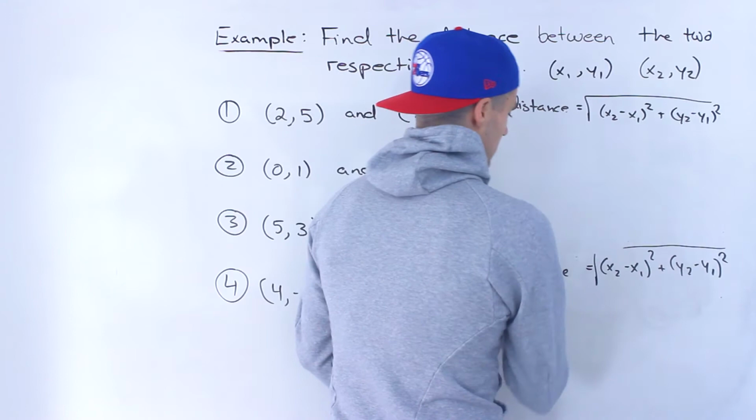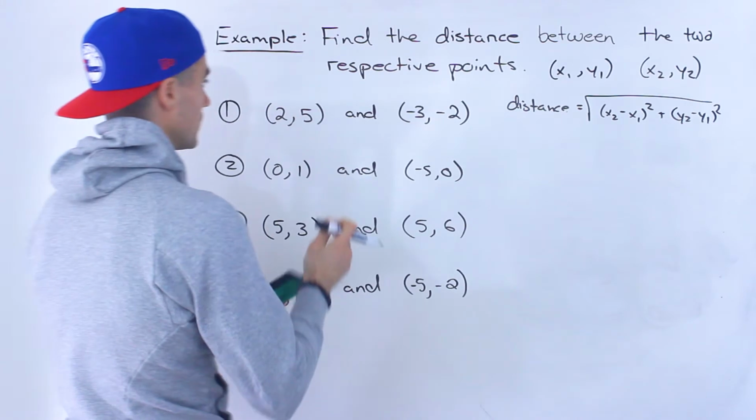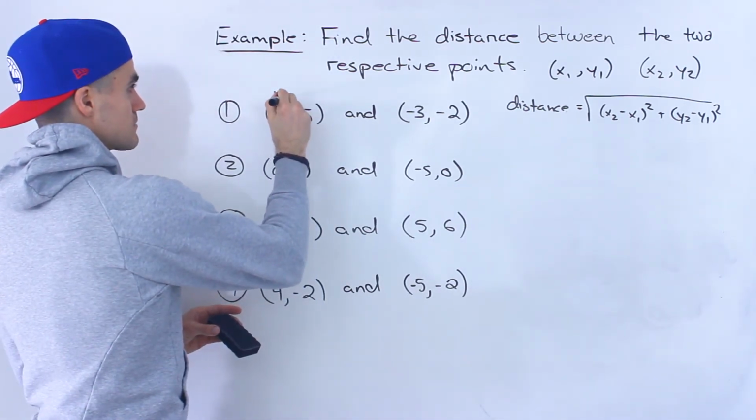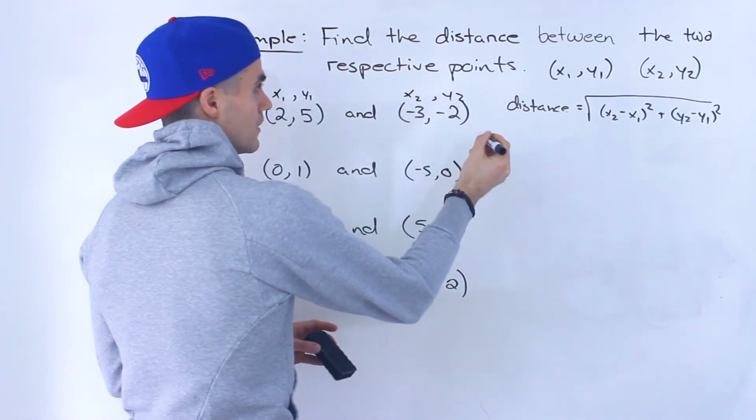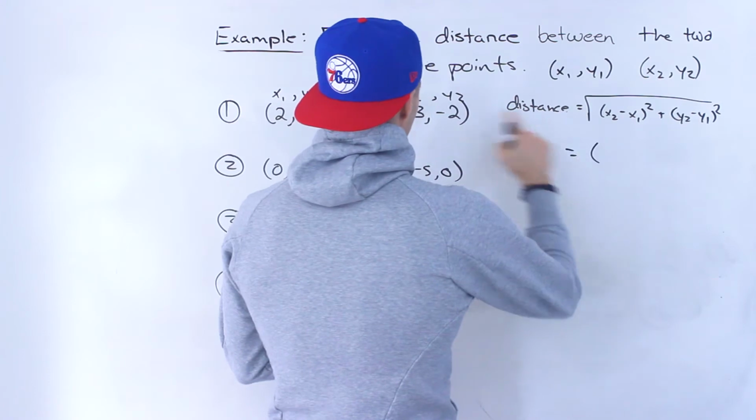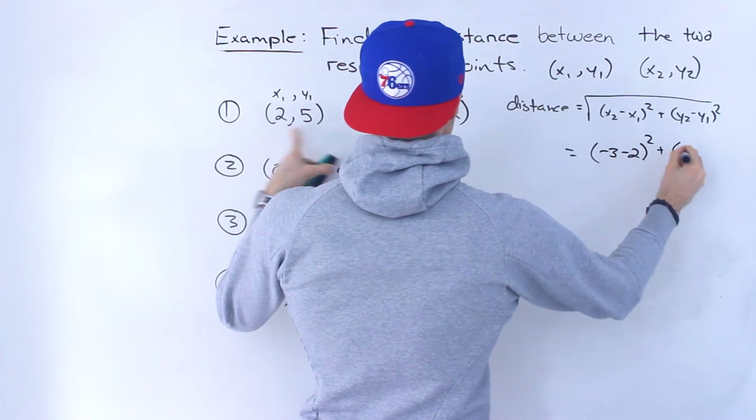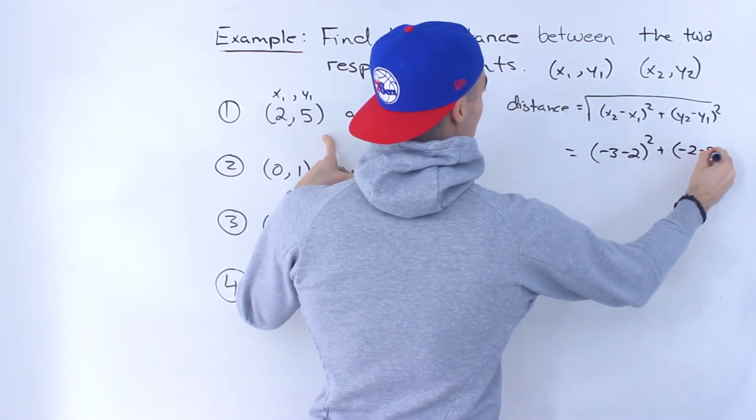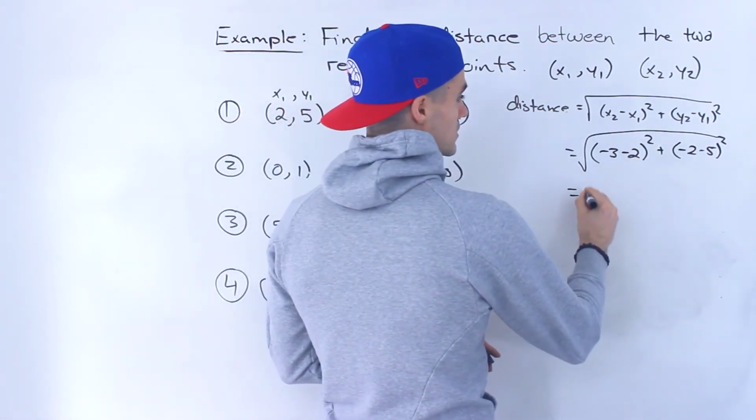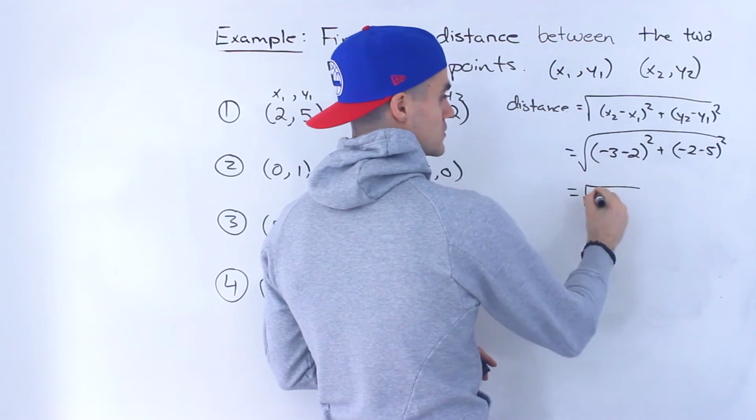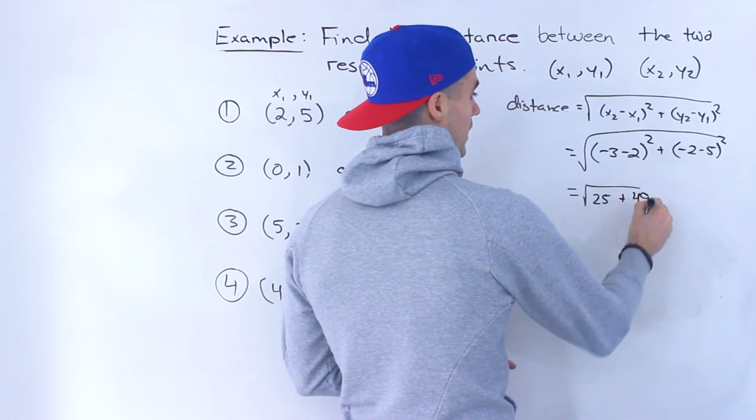Right, so basically what we have to do is take each of these points. It's basically algebra; we have to plug it into the formula. So let's make this x1, y1, and this x2, y2. If we plug everything in, we'll have x2 minus x1, so negative 3 minus 2 squared plus negative 2 minus 5 squared, all square rooted. So this ends up being the square root of negative 5 to the power 2 is 25, plus negative 7 to the power 2 gives us 49.